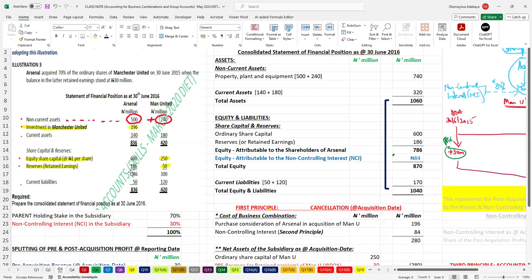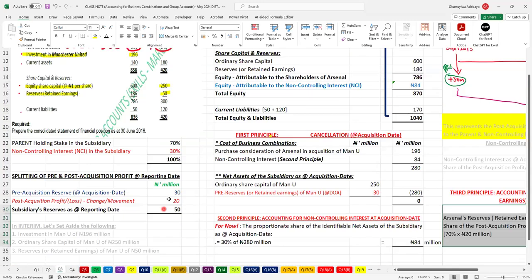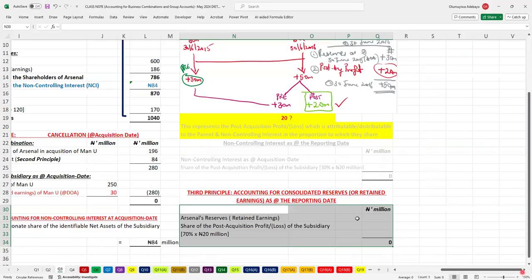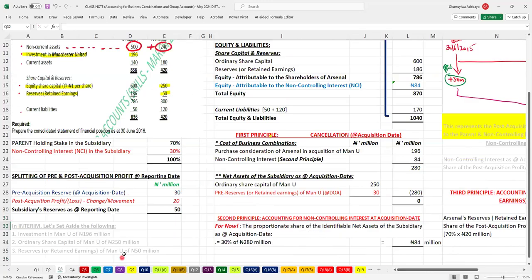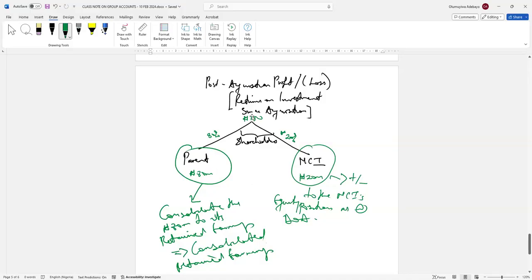This 186 plus 70% portion of this 20 represents the new retained earnings for the group, which means the parent has 186. Now, also the parent is entitled to 70% of the post-acquisition profit I was talking about. If you go back to my notes, where you need to share the profits. Okay, now we are sharing 20 at the ratio of 70, and that is what gave us 14 in this question. Now, what do we do?